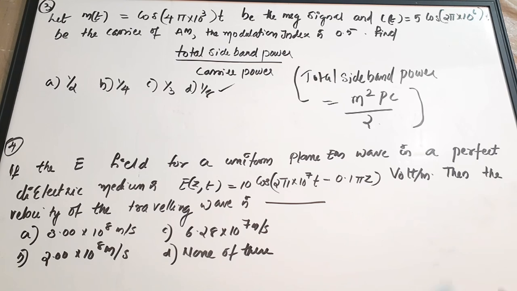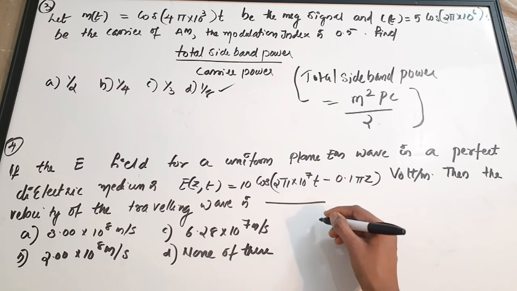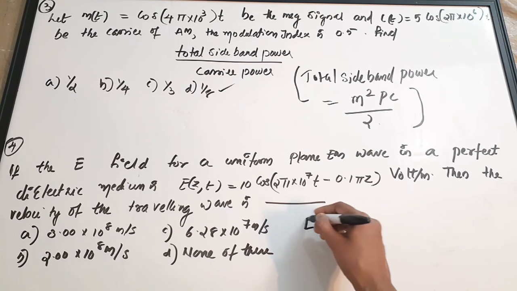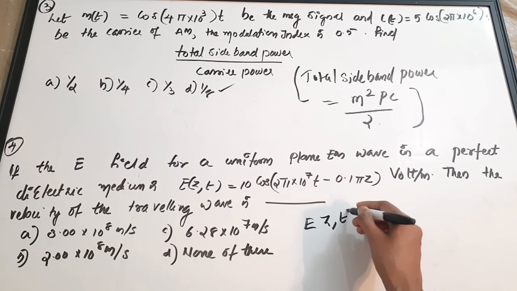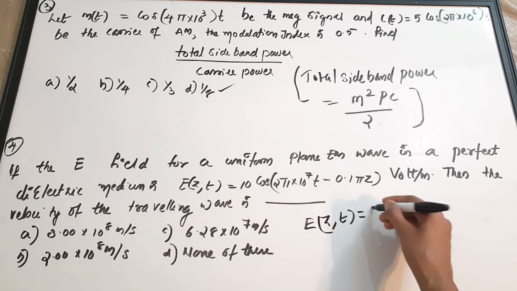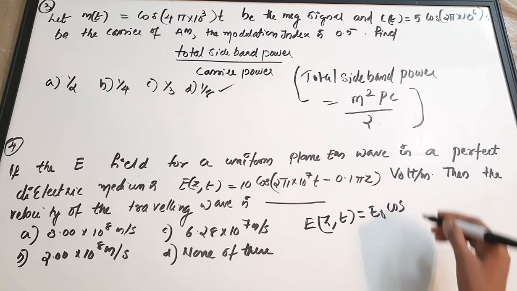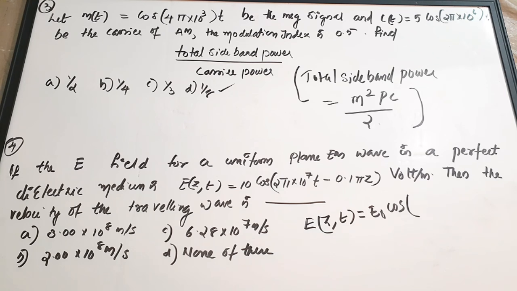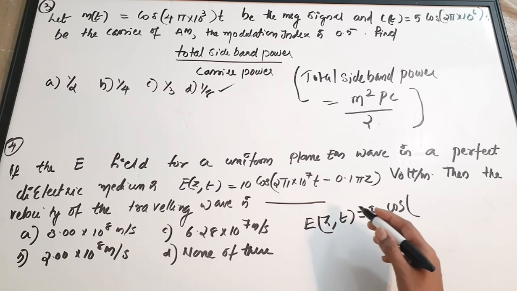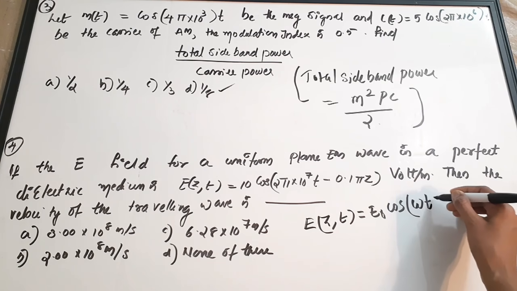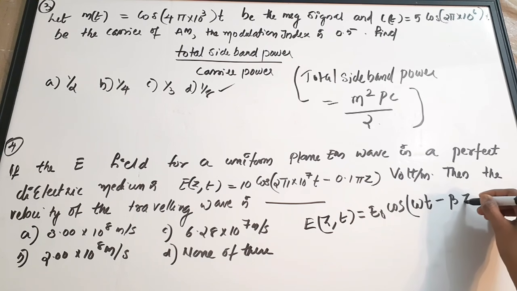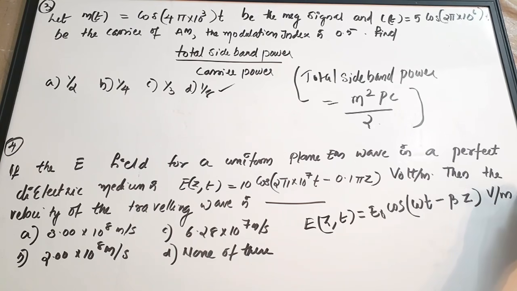Then the velocity of the traveling wave is dash. We need to find the velocity of the wave. Just know that the standard equation for the E field is E0 cos(omega t minus beta z) volt per meter, where omega here is 2 pi into 10 raised to 7. So this is the standard equation.